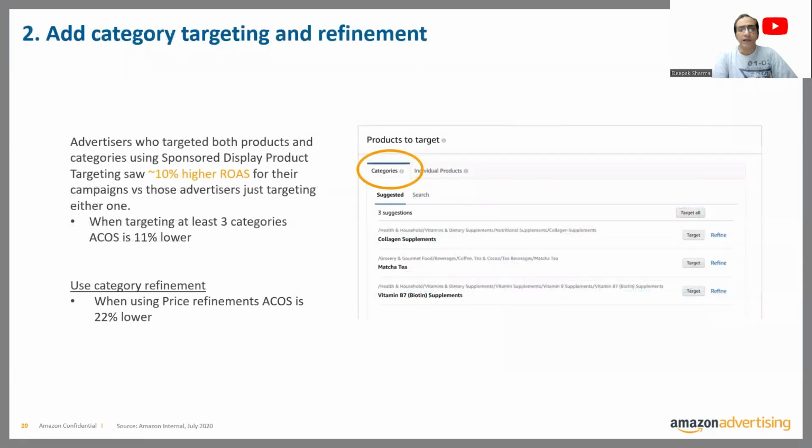Add category targeting and refinement. Advertisers who targeted both products and categories using sponsored display product targeting saw 10 times higher ROAS for their campaign versus those advertisers just targeting either one. So when targeting these 3 categories, ACOS is 11% lower. Use category refinement. When using price refinements, ACOS is 22% lower.